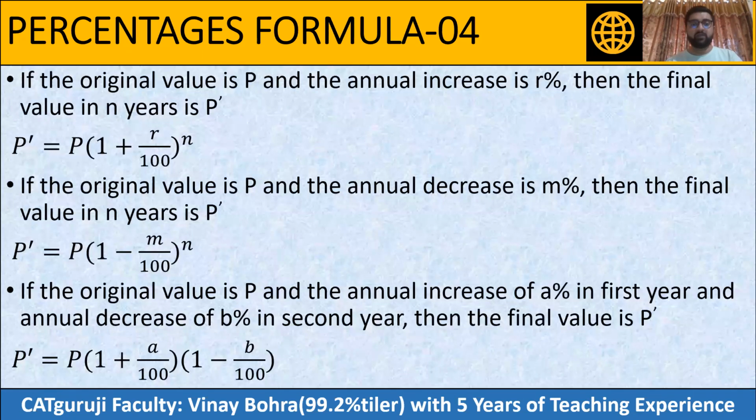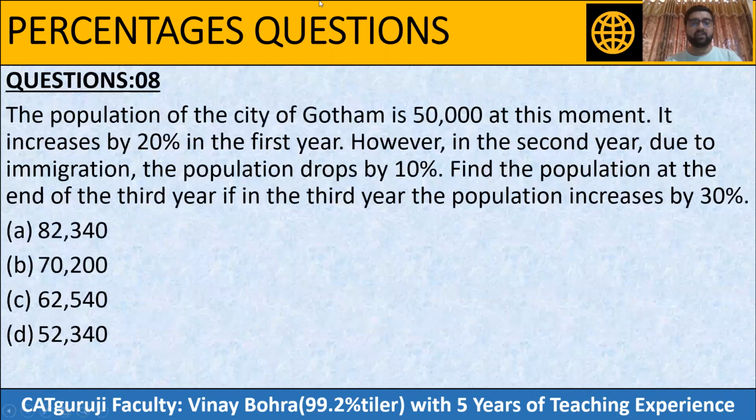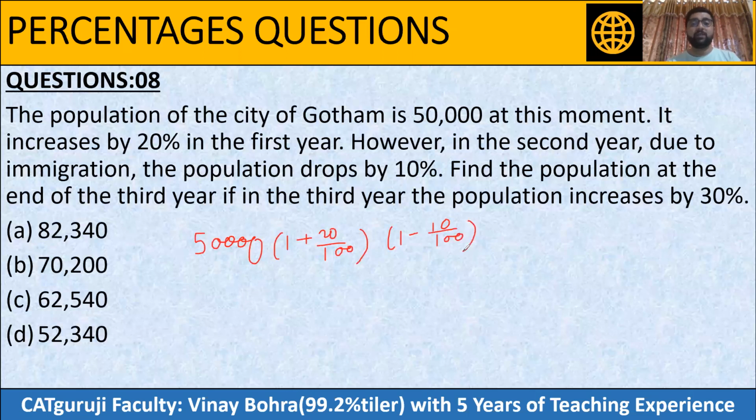Let me explain this with one example. It is given here that the population of the city of Gotham is 50,000 at this moment. It increased by 20% in the first year. So initial population is 50,000. It increased by 20%. So 1 plus 20 by 100. However, in the second year, due to immigration, the population dropped by 10%. So it is 1 minus 10 by 100. Find the population at the end of the third year.